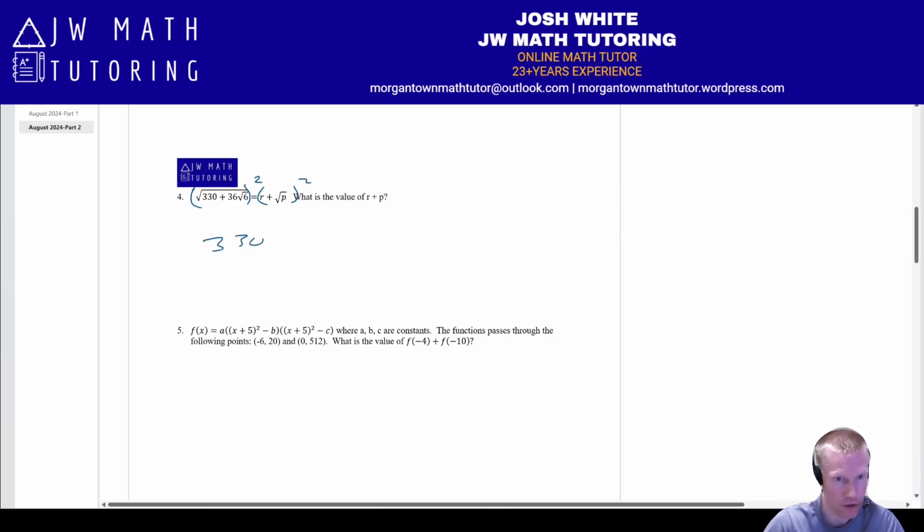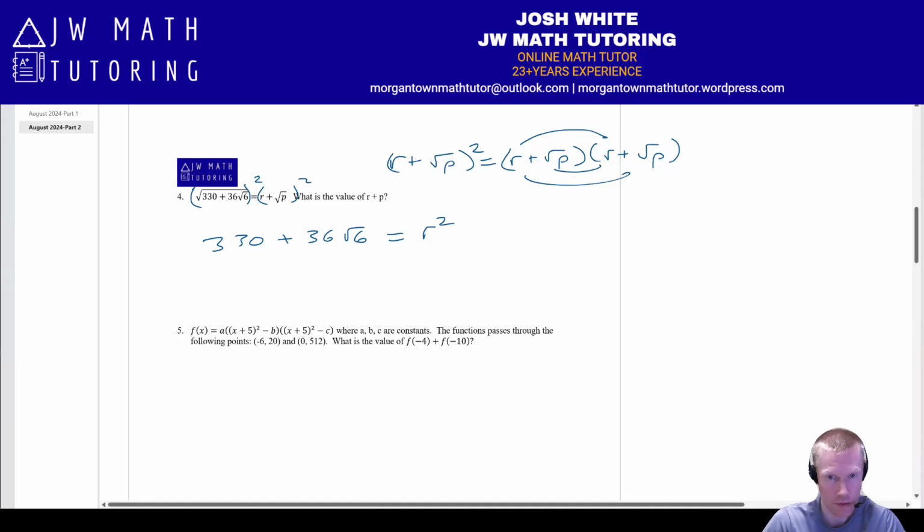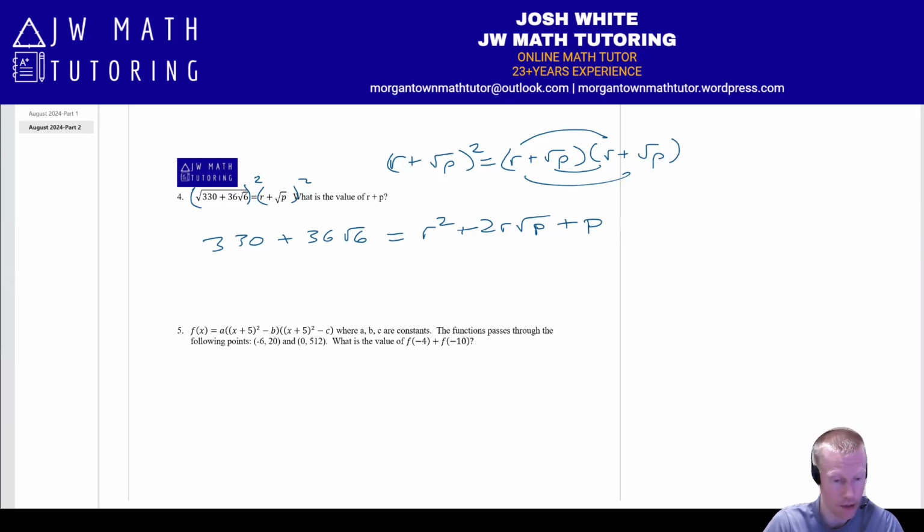That will cancel out the large radical on the left. On the right, you technically have to FOIL this. So that means it's going to be r plus root p times r plus root p. When you FOIL this out, you will get r squared, and then the inner and outer terms are going to be the same. They're both going to be r root p, and then root p times root p is just going to be p. So now you can equate the terms that have the same format. So 36 root 6 has to equal this right here.